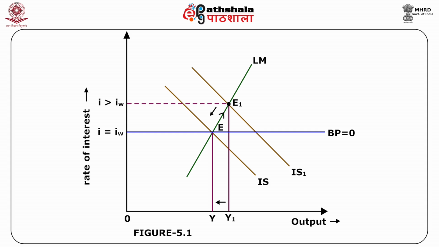This appreciation would reduce net exports, which is one of the components of aggregate demand, leading to a shift in the IS curve towards the left. Finally, the equilibrium is achieved at the initial level, that is E. So, you can see that in this case, despite the expansionary fiscal policy, output will come back to the original level, while the trade balance would worsen because of the appreciation in the exchange rate.